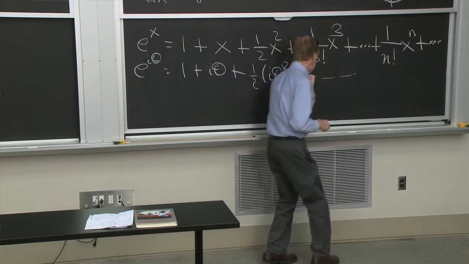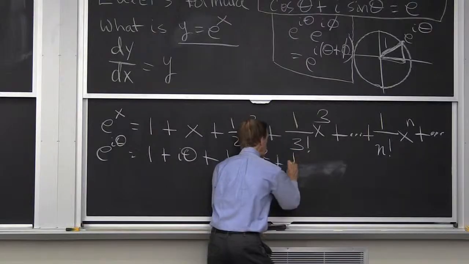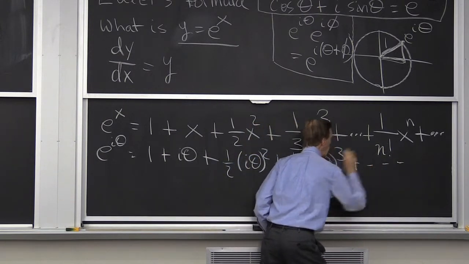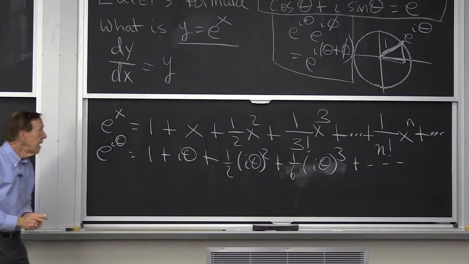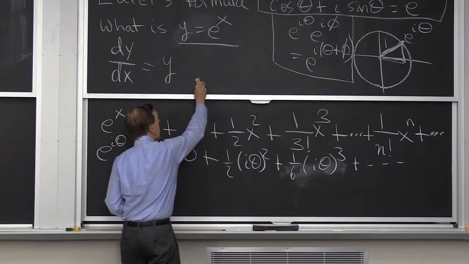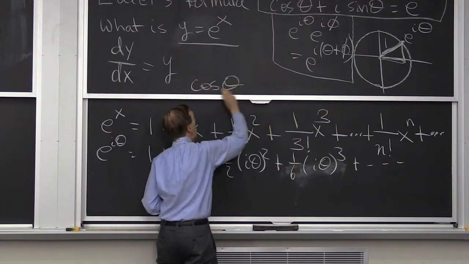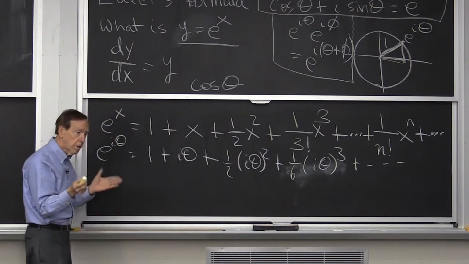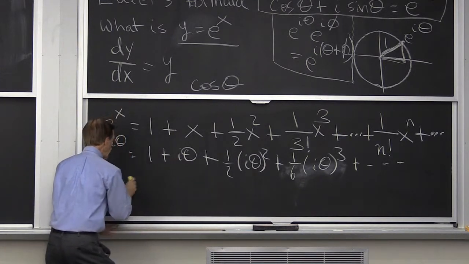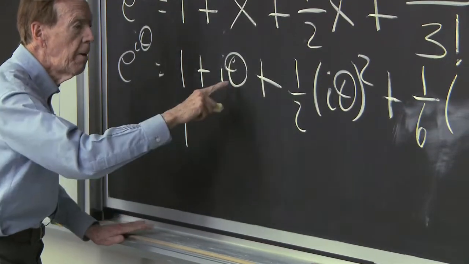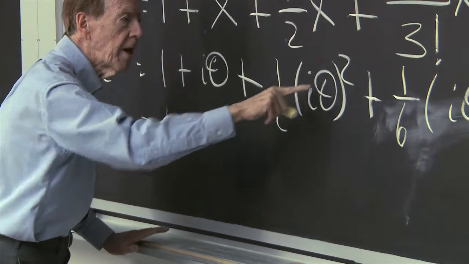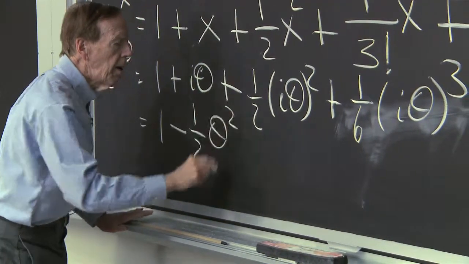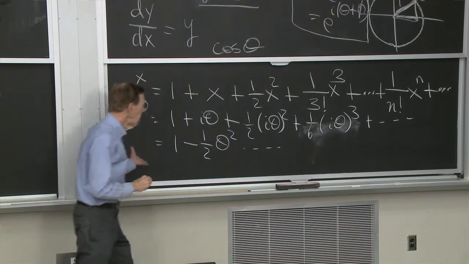So can I write the formulas for cos theta and sine theta, and you'll see that it comes together. Let me go one more term here so you see it. 1 sixth of i theta cubed and onwards. Okay. Now what Euler is telling me is to look at cos theta as the real part. So let me take the real part of this. The real part is the part without the i. So the real part is 1. That's got an i in it. That has an i squared, so that's minus 1 half theta squared. And then onwards. That's the real part.